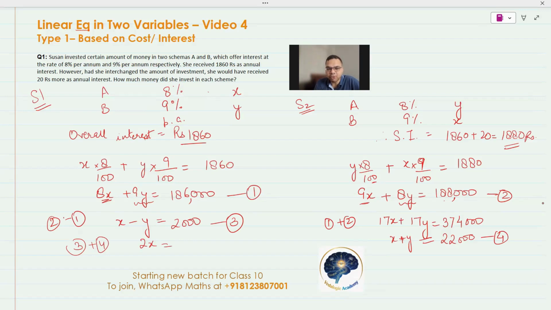And it becomes 22,000 plus 2,000, that is 24,000. And therefore x becomes 12,000. So x is 12,000 rupees, which we have found out now. Since x minus y is 2,000, if I put x in the third equation, I get y as 10,000.